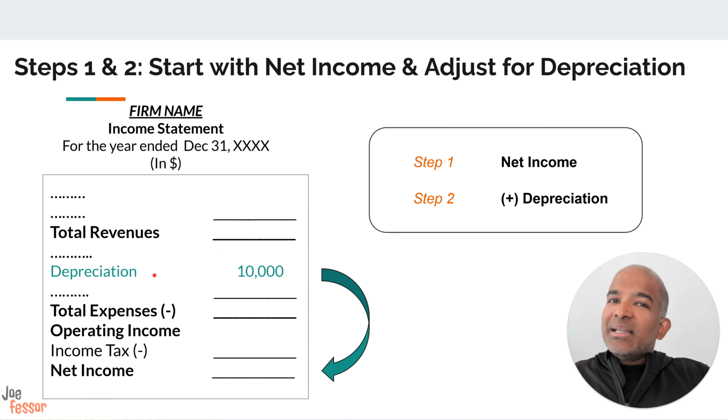Look at the income statement snippet here. We subtracted $10,000 for depreciation along the way in our calculation of net income, right? This reduction is what we need to reverse now. The logic behind this is the following, right?